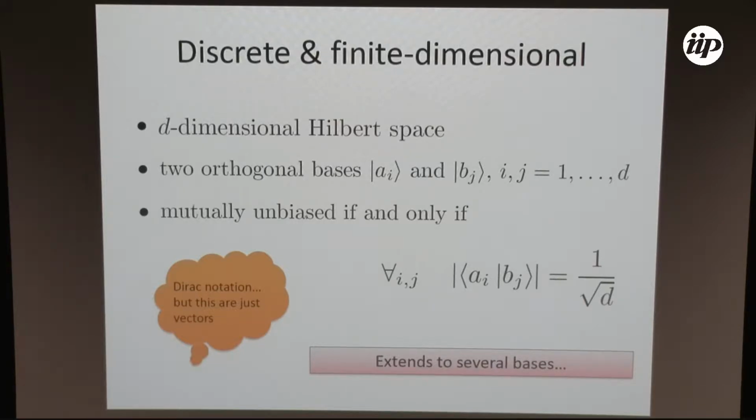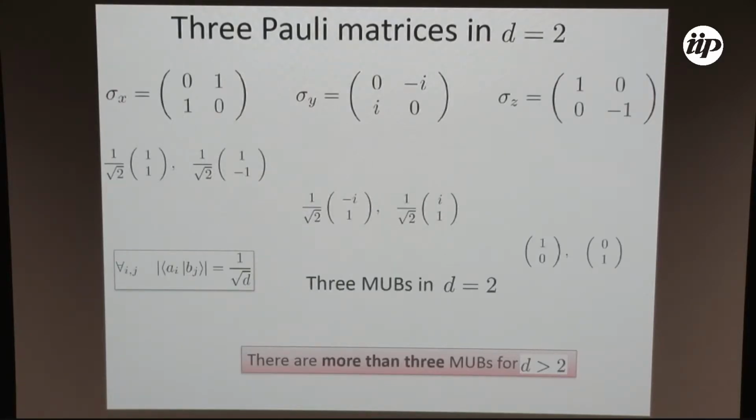Of course, this concept extends to several bases. You can have two bases, but you can also have 3, 4, and so on. For instance, in the simplest case of a qubit, where the dimension is equal to 2, you have the Pauli matrices, which all of you know very well, and their eigenbases. They all fulfill this condition, so with D equal to 2 you have 3 mutually unbiased bases, and this is the maximum number of bases you can have for D equal to 2. But what is important is that if you have larger dimension, you can have more bases. Sometimes you can have D plus 1, for instance. So it's not a limitation. You can have many bases in the discrete case.